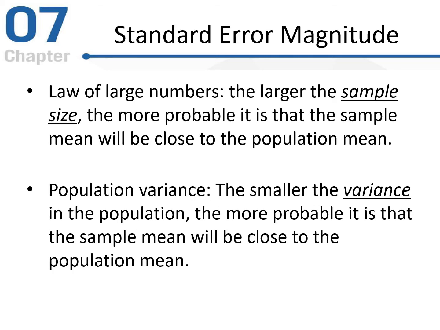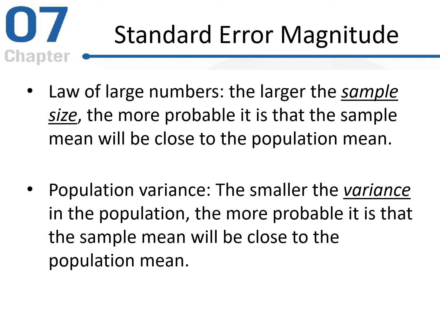And this is known as the law of large numbers. So the larger our sample size, the more probable that our sample mean will be close to the population mean. So once again, bigger samples are better. If the population variance is smaller, then our standard error of the mean is going to be smaller. The problem is that a lot of times we don't know the population variance.